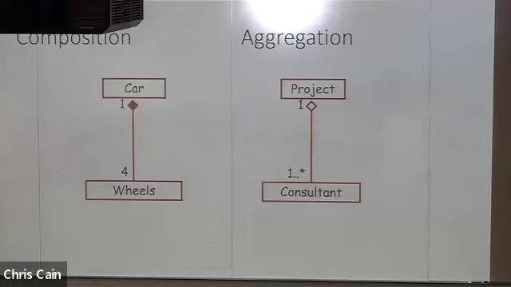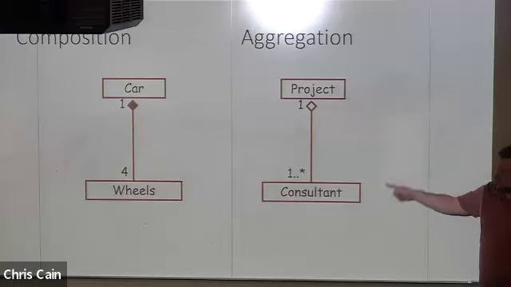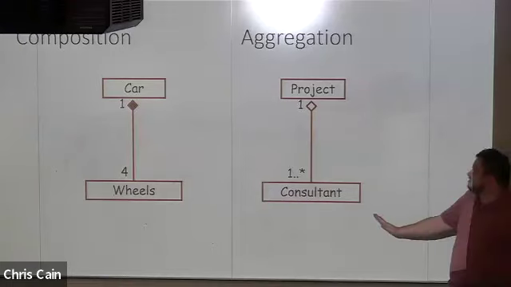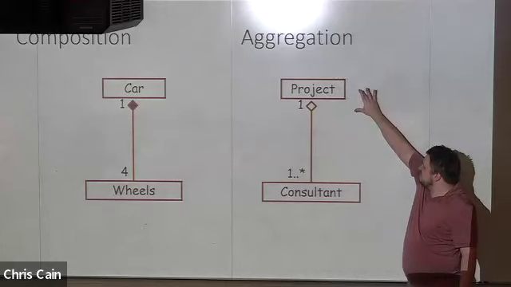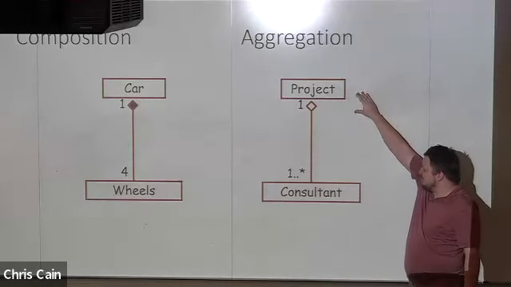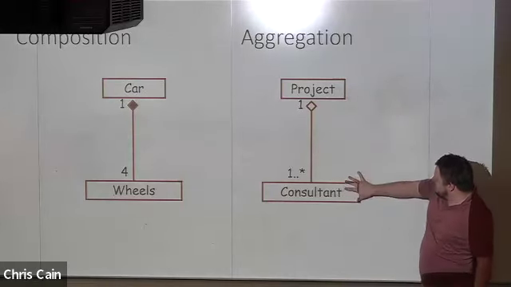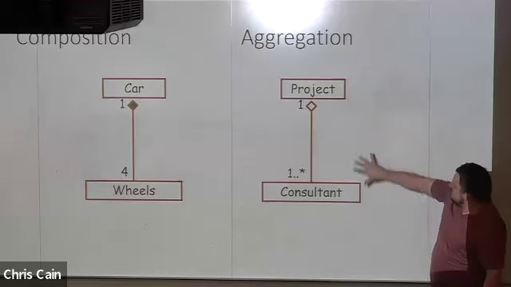To me, intuitively, the reason a car owns its wheels is you cannot have a wheel, the same wheel, that is on multiple cars at the same time. However, a consultant may be on multiple projects, but that's not necessarily the directionality of this. The question is, can the same project belong to, sorry, can the same, yeah, I don't want to say that.